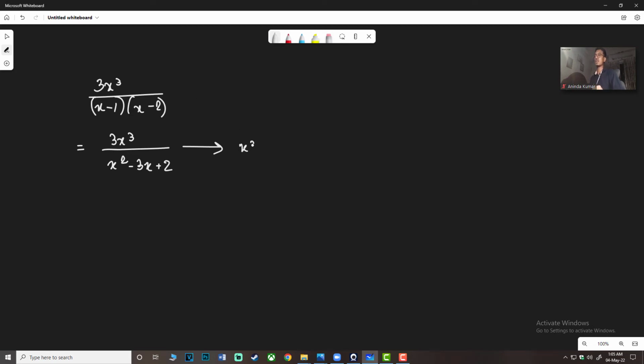So x square minus 3x plus 2 divides 3x cube. For beginners, or if you are a bit uncomfortable with the long division, I recommend you to do this: 3x cube plus 0x square plus 0x plus 0. So this makes you a bit more comfortable.